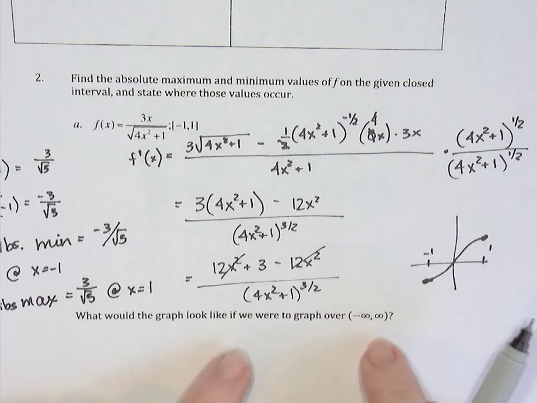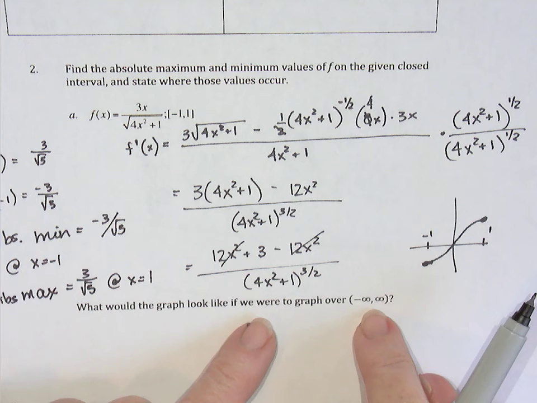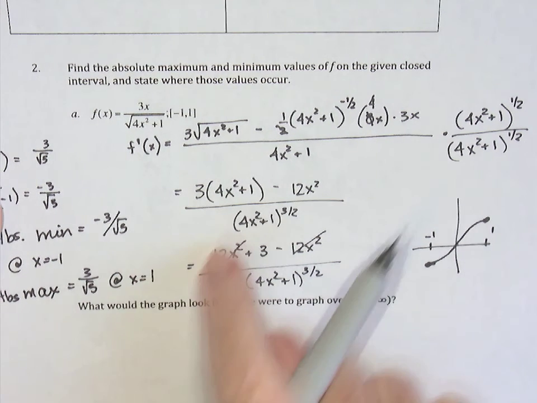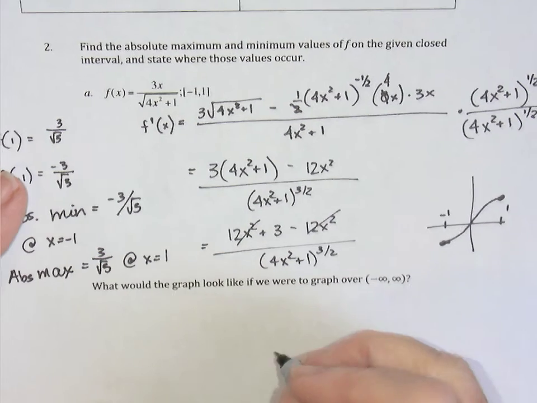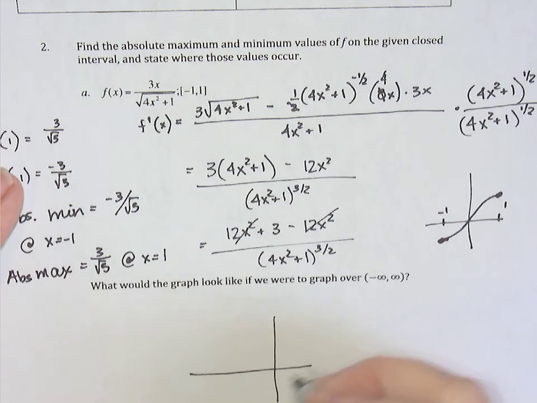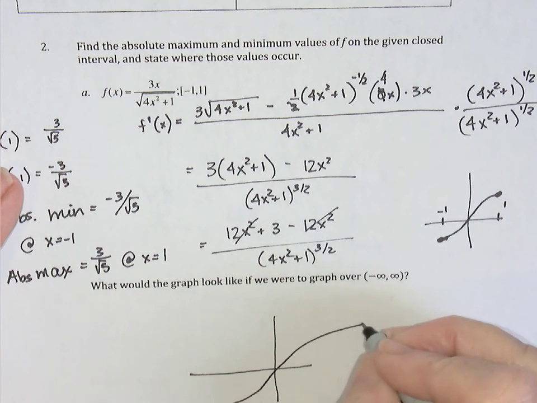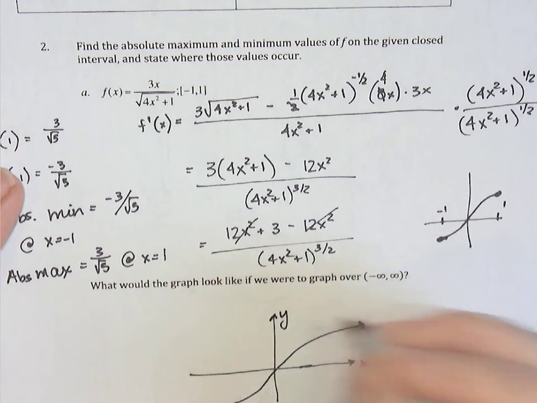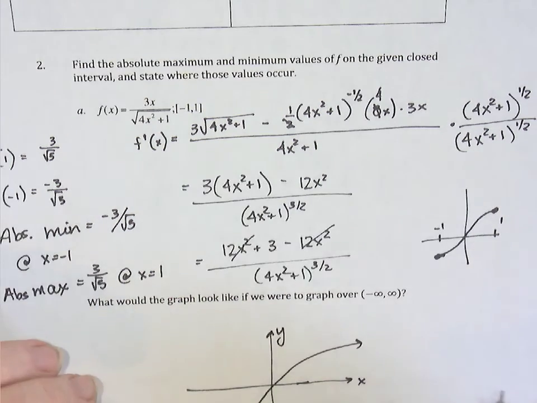And if we were going to graph this over -infinity to infinity, well, we've just acknowledged the fact that the first derivative is always positive. So I don't know really what this looks like, but I know that the function is always going to be increasing. So therefore, I'm not going to have any absolute max or absolute min.